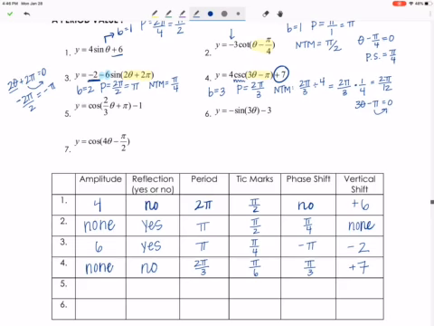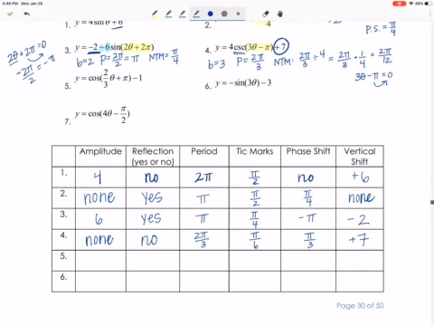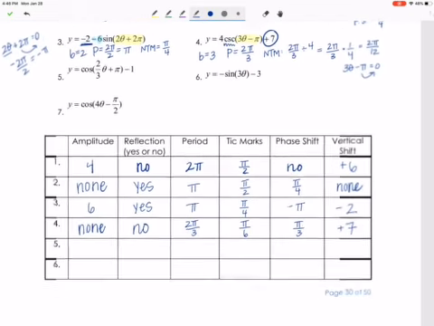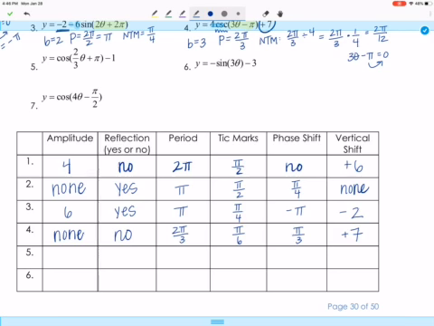For number 5, we have no values out front and no negative out front, which means our amplitude is understood to be 1, no reflection. Do not say no amplitude for number 5 because cosine has an amplitude that's 1. There's just not a new amplitude. Our b value is 2/3. Period is normally 2 pi. Take 2 pi and divide it by 2/3.